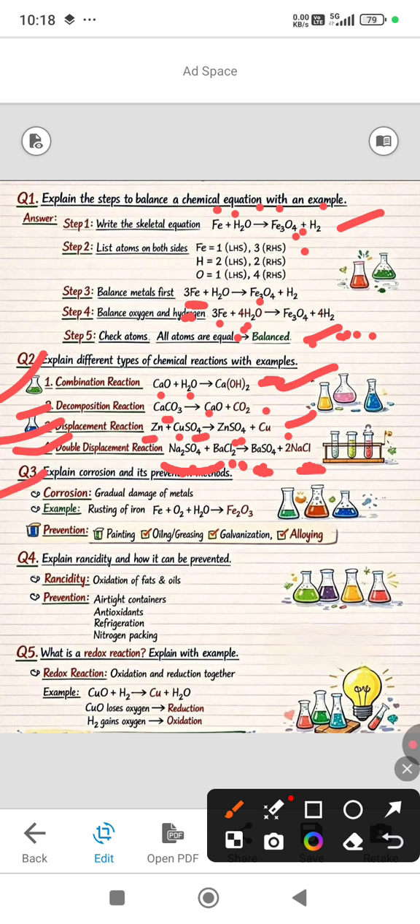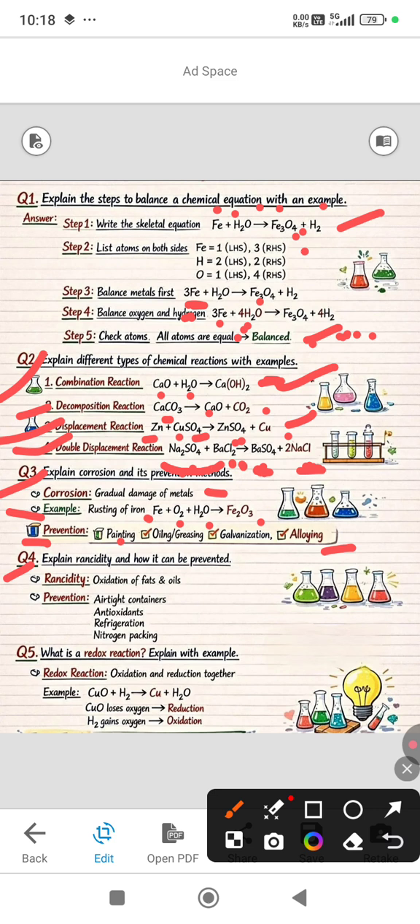Number 3, explain corrosion and its preventive method. Corrosion is the gradual damage of metal. Example, rusting of iron. Fe plus O2 plus H2O gives Fe2O3. How can we prevent it? We can prevent it by painting, oiling, greasing, galvanization and alloying.